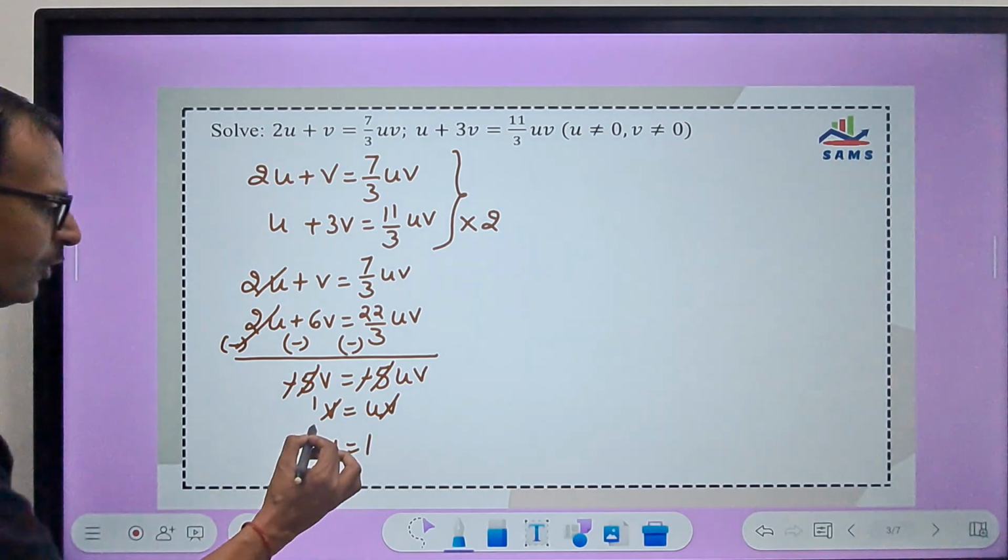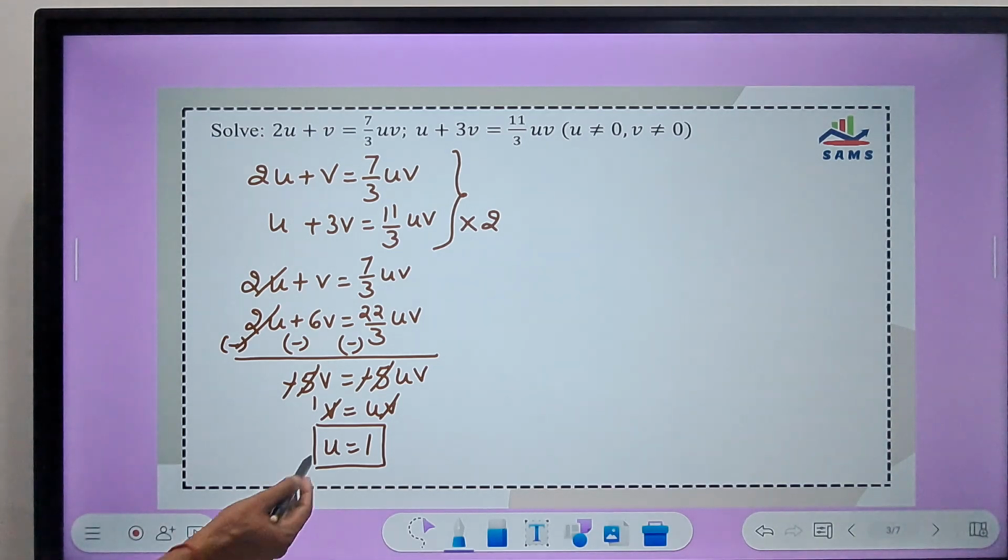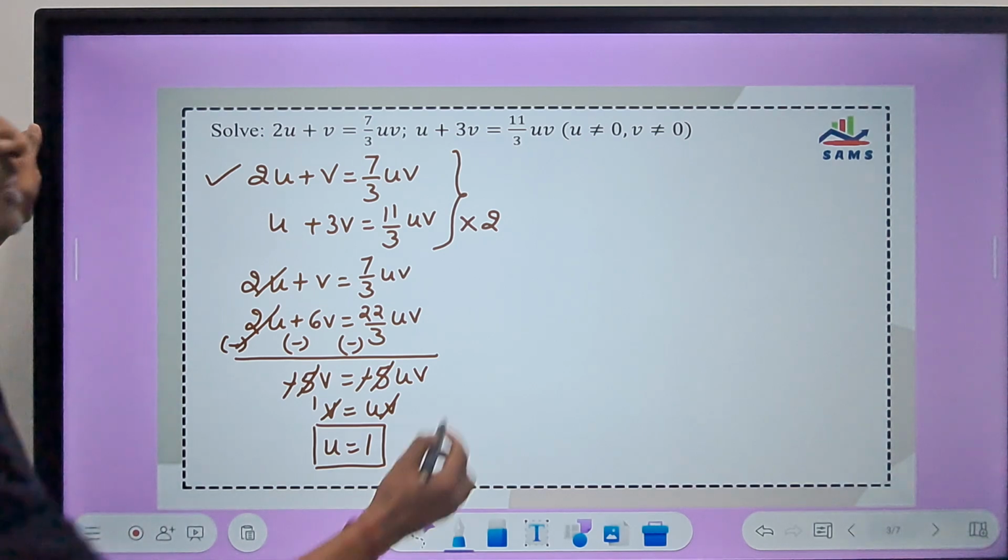So once you get the value of one of the variables, finding the other variable is just a formality. You just have to put this value in one of these equations. So I'll pick up the first equation.